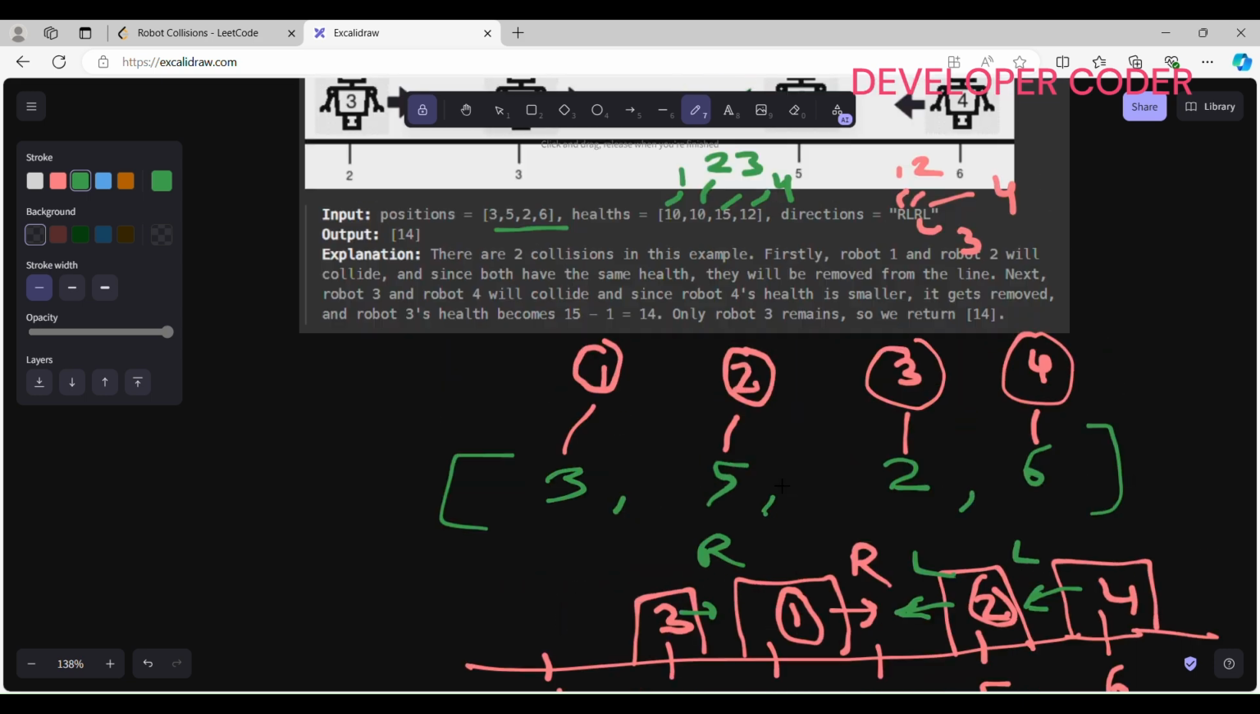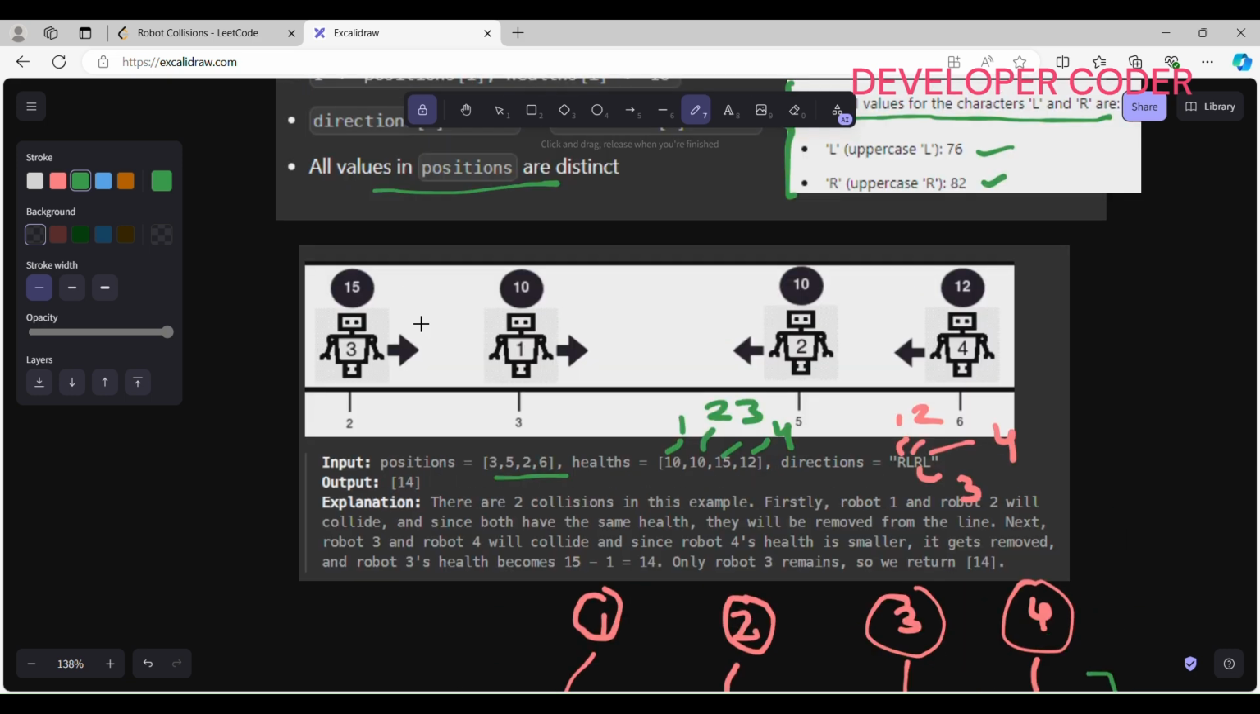Okay, so let's write it. For 1 it is 10, for 2 it is 10, this is my robot 2, 10, and for 3 it is 15, so here I am writing 15, and for 4 it is 12. So see here, 15 10 10 12. Okay, so now I hope that you guys are clear with this diagram.